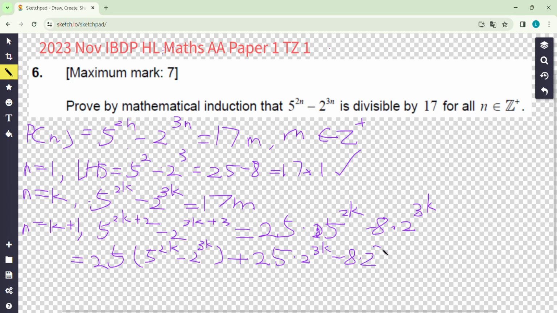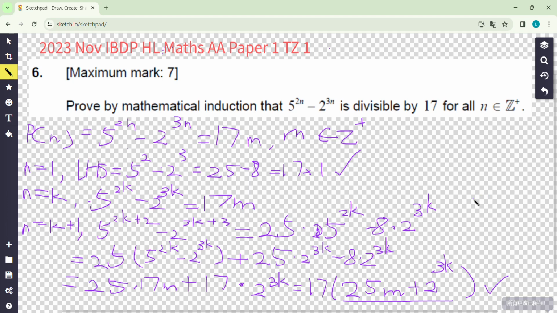Why? 25 minus 8 is 17, so before it is 25 times 17m, multiples of 17. Good. Next one is also multiples of 17, but take the 17 out to make it look better. So it is 17 times (25m plus 2 to the power of 3k), obviously. This one is an integer, so correct.